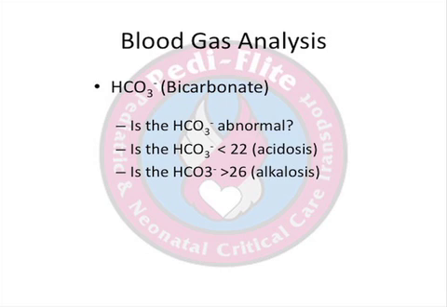Bicarbonate, which is the base, represents the work of the kidneys. Bicarbonate is excreted by the kidneys, and this is much slower than the work of the lungs. Bicarb represents the metabolic component of acid-base balance. If there is a loss of base, then the deficit will cause an acidosis. If there is a buildup of base, then alkalosis will occur.